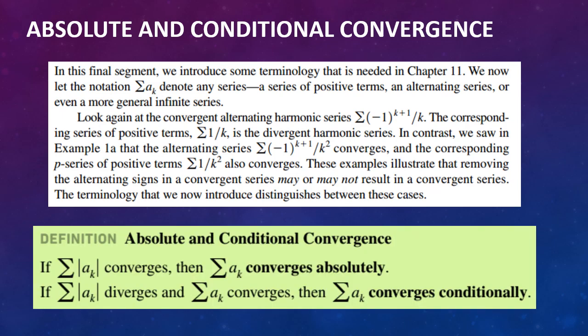As you can see in green here, the absolute and conditional convergence definition. If the sigma of the absolute value of a sub k, so these are all positive terms, converges, then sigma of a sub k, the series, converges absolutely. However, if the absolute values, or the positive terms, diverge and the non-absolute value series, with positives, negatives, alternating, etc., converges, then we say that the series converges conditionally.